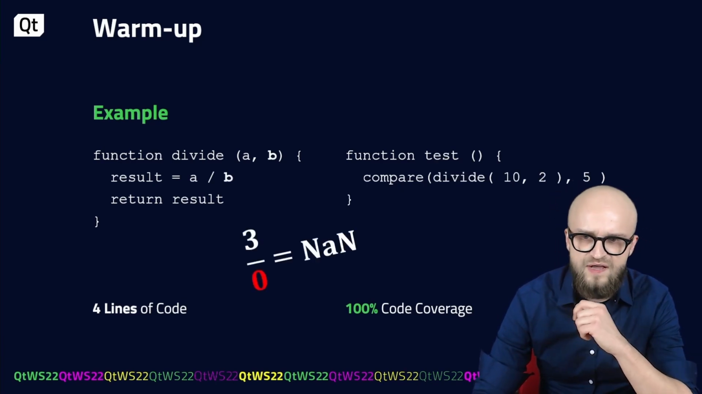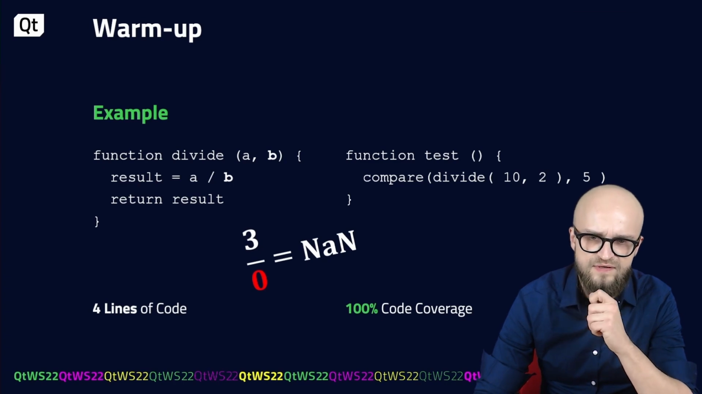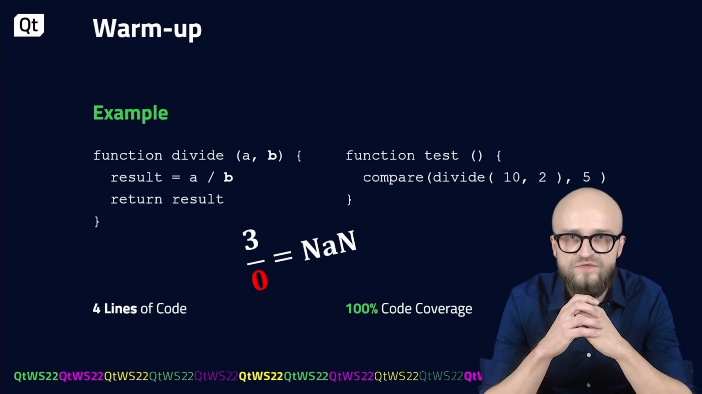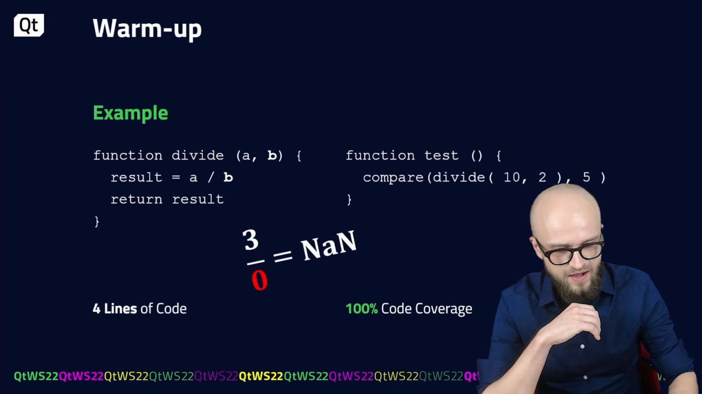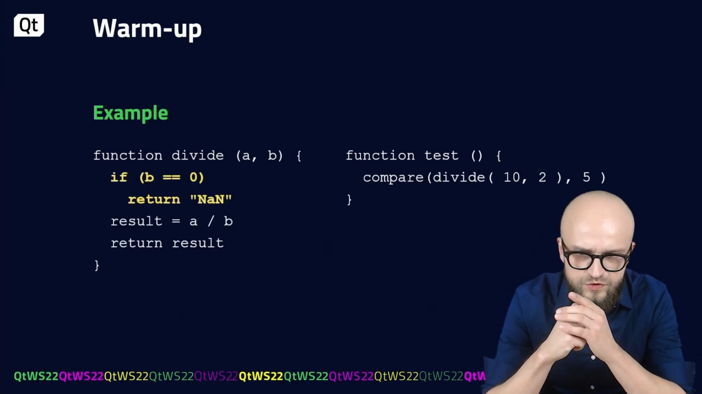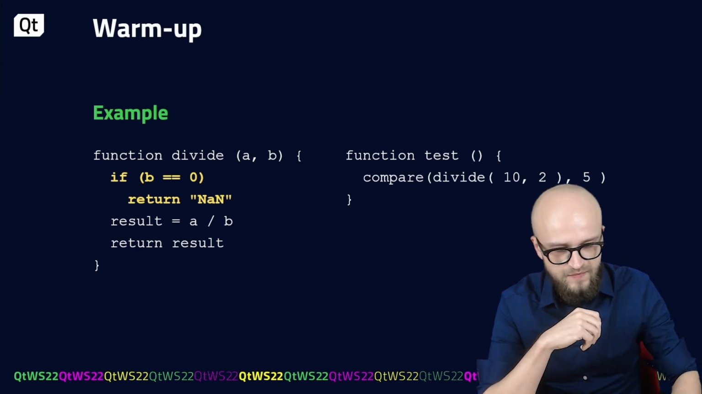But when it comes down to dividing numbers, there's always this one edge case where you divide a number by 0. What is 3 divided by 0? It's not a number. How can we cope with this edge case? We just introduce an if branch. As soon as b is 0, we return not a number, NaN.